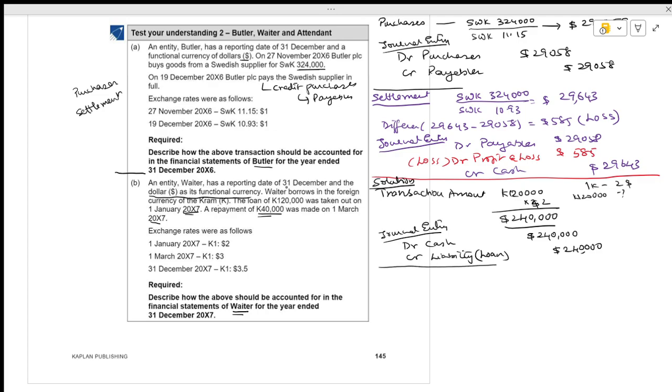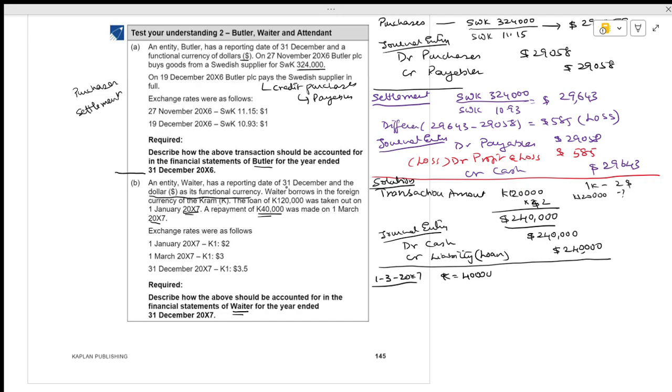Okay. Now, see, a loan was taken and a repayment was made. How much repayment have they made, and when? They have made a repayment on 1st March 2007. How much did they repay?